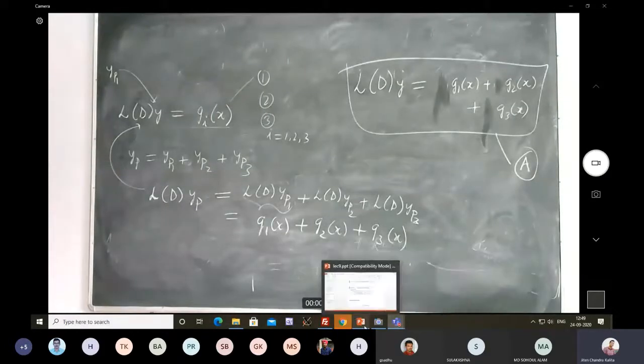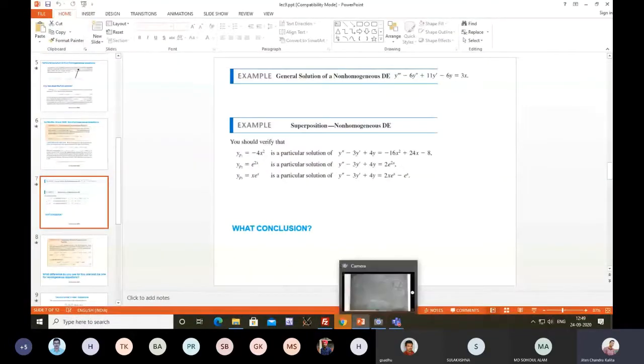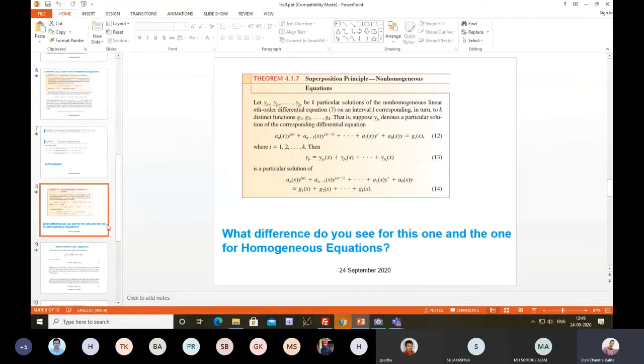So this can be put into a single theorem like this. This conclusion will lead you to a single theorem. So this is what it is. See, and here we can take any number of particular solutions. It doesn't necessarily have to be equal to the order of the differential equation.